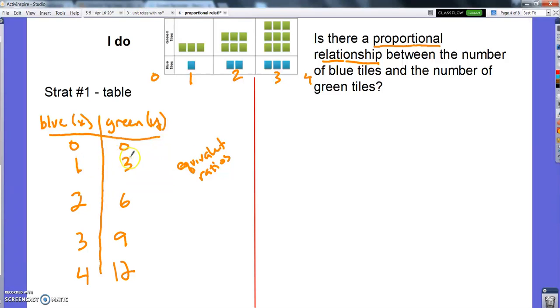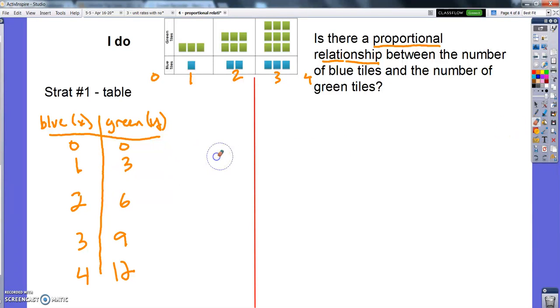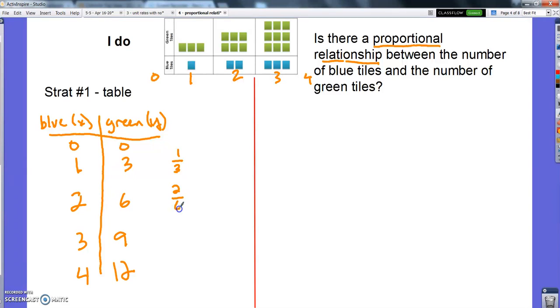So I want to go ahead and make a proportion. If you remember what that is, that's most of your favorite ratio strategy. If I were to make all of these into ratios, this one's kind of hard to do, 0 to 0. But here, blue to green there's a ratio of 1 to 3. Here there's a ratio of 2 to 6. Here there's a ratio of 3 to 9. Here there's a ratio of 4 to 12. And are these all equivalent ratios is what I'm asking here.